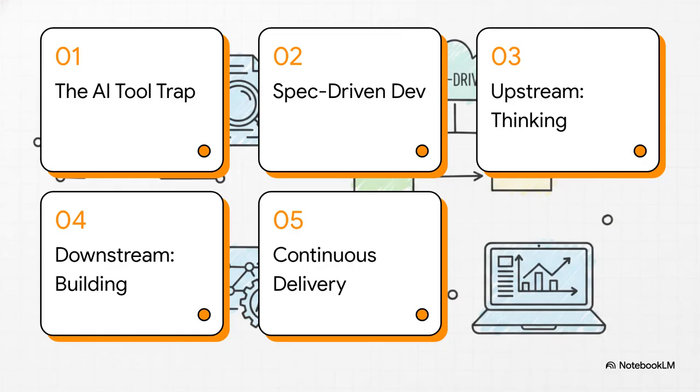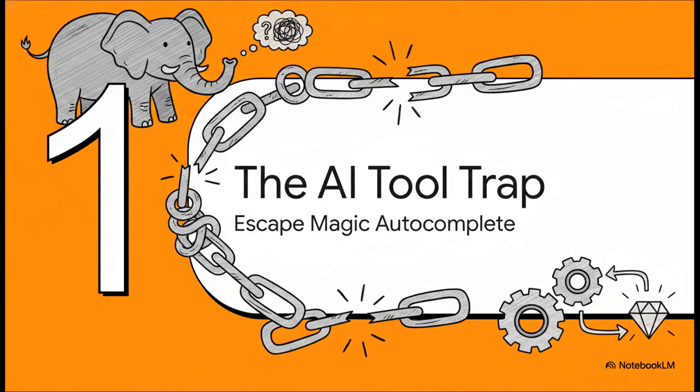Our agenda today covers the AI tool trap, spec-driven development, the upstream thinking phase, the downstream building phase, and finally, the continuous delivery cycle. Section 1, the AI tool trap, escaping the magic autocomplete.